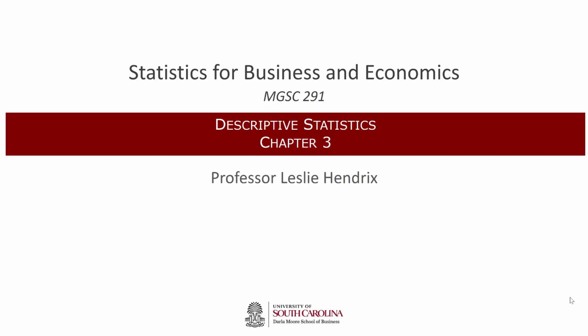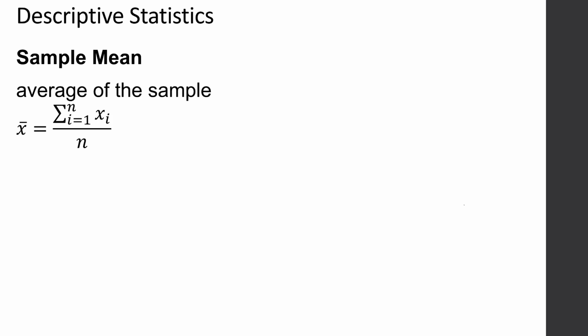So, Chapter 3, Descriptive Statistics. You learned these last semester, but we're just going to give a really quick recap of some of the main highlights. The sample mean is the average of the sample. We denote it by X with a bar over it or Y with a bar over it, and I typically call it X bar or Y bar.